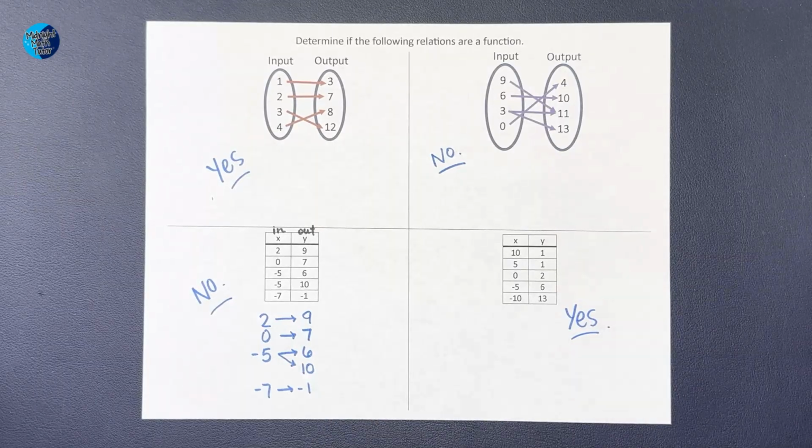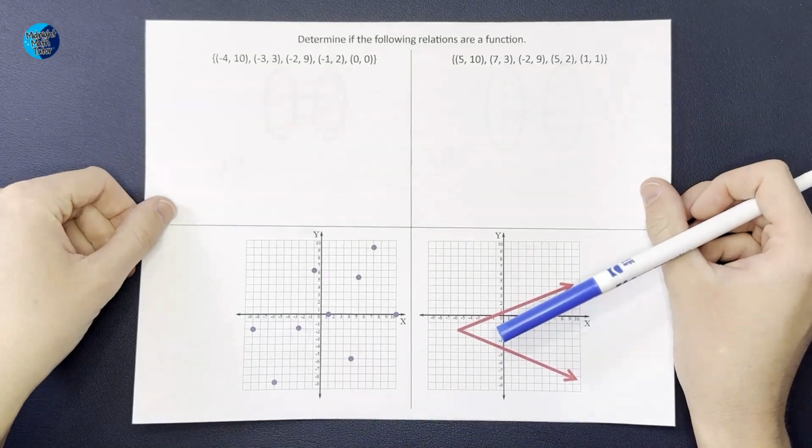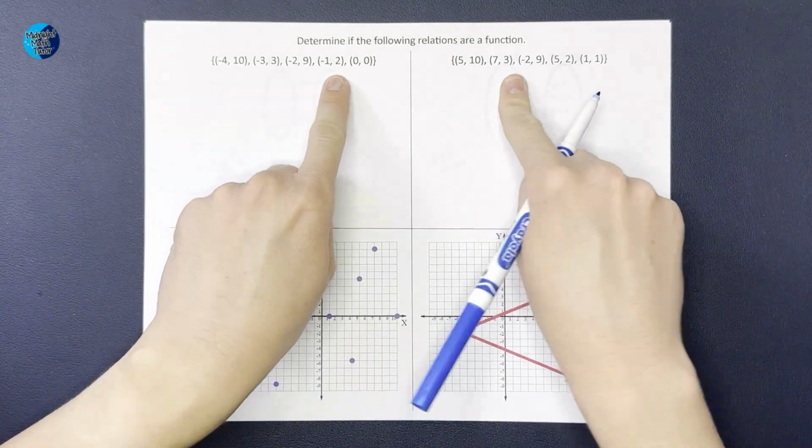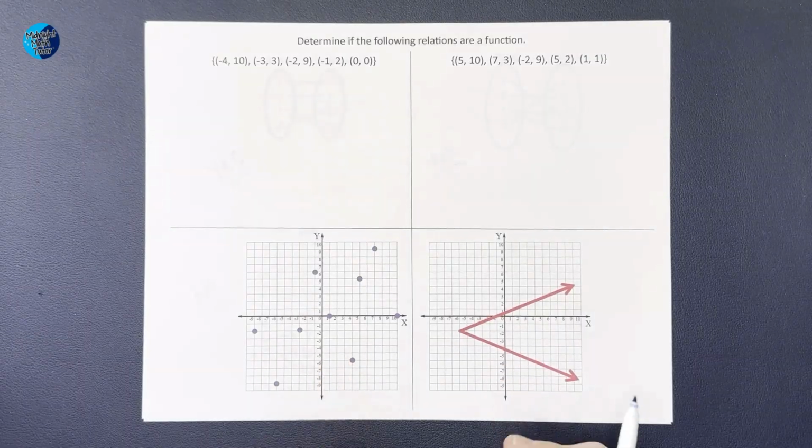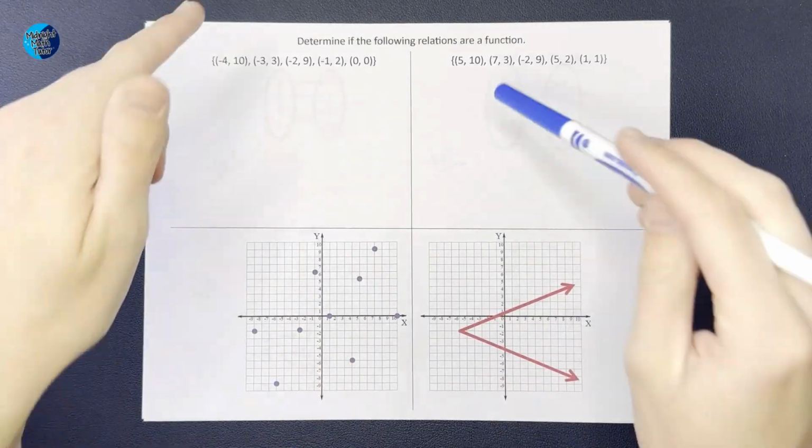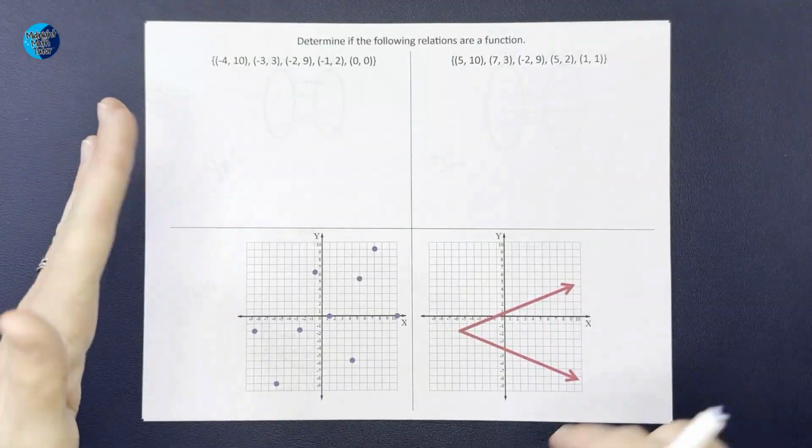All right, don't go away, because guess what? Sometimes you are going to see these questions with ordered pairs and also with graphs. If you need a more detailed explanation of any of these 4 types that we've done, I'll link a playlist in the corner.